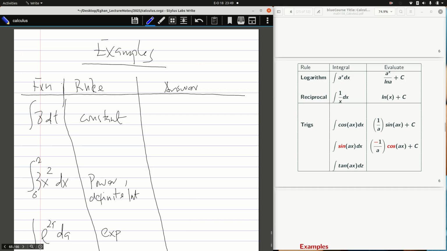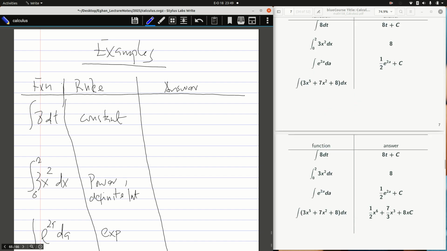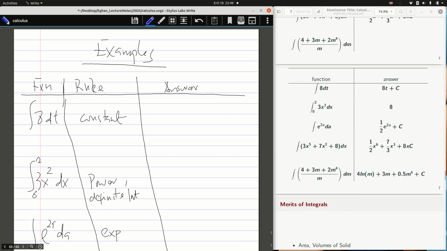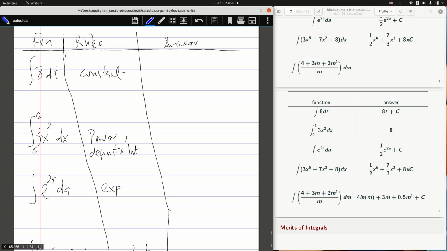So examples, I'm going to take common functions. That has to do with slide 6, 7. Alright, so let's look at the first function. As a constant, I'm integrating a constant with a variable t. We're not integrating a constant as 0. No, differentiating a constant is 0. By integrating a constant, you get that constant times the variable of interest plus the integration constant c.